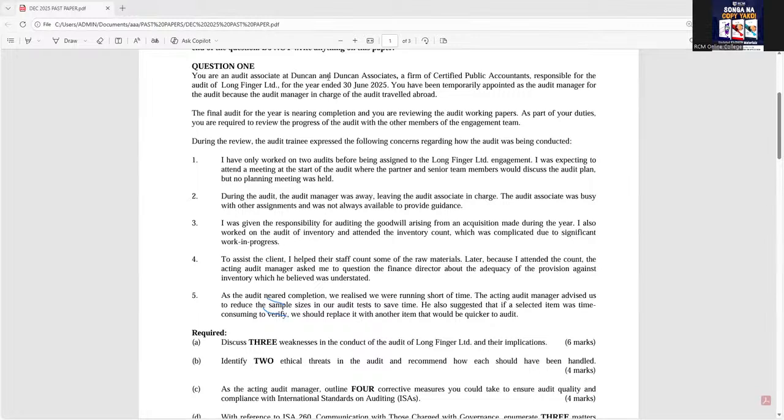Do you share a draft report with those charged with governance before the final report? You don't exactly share the report, but of course you can have a discussion regarding your findings before you give a final report.